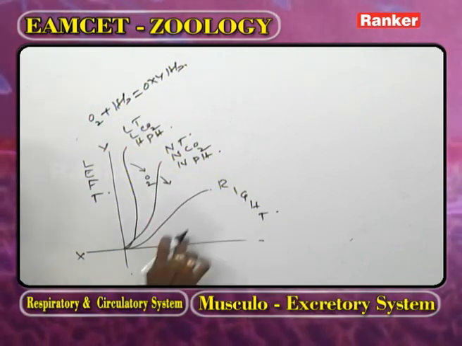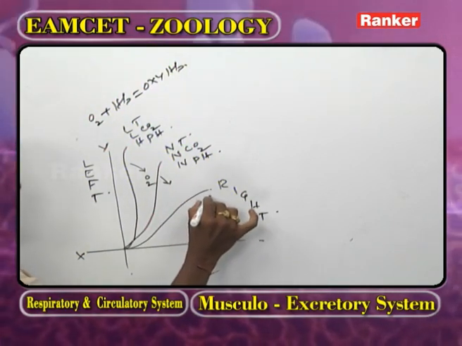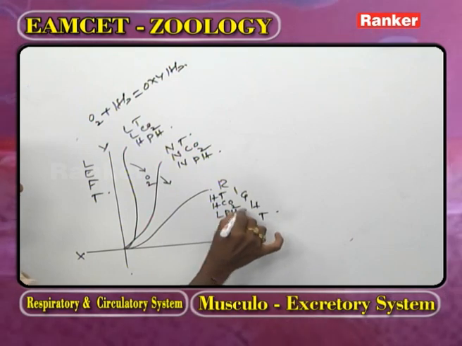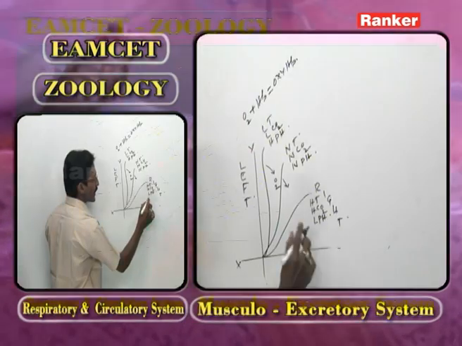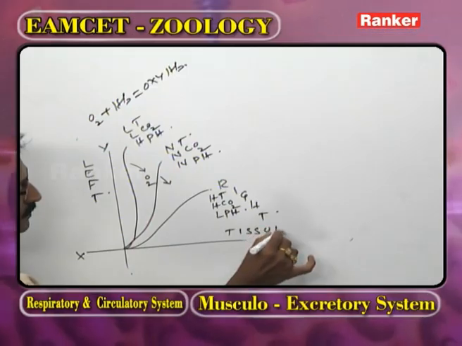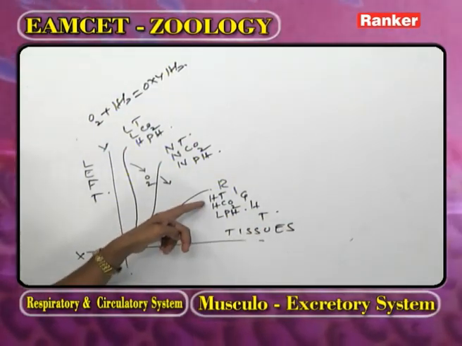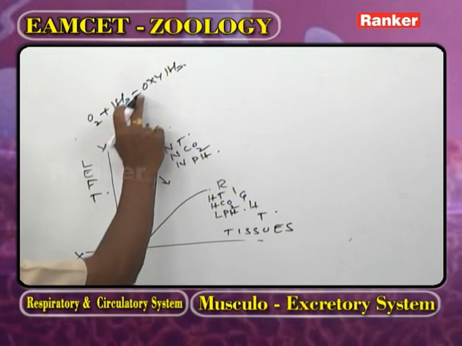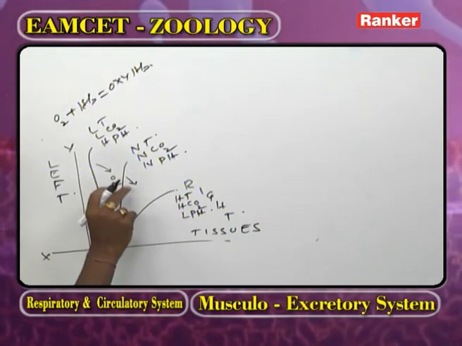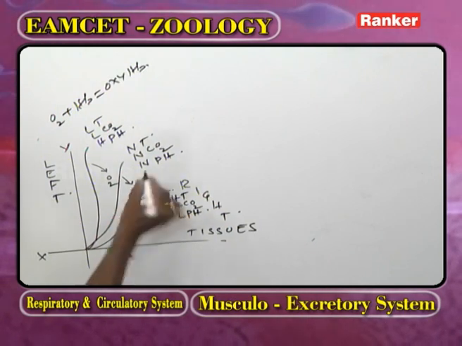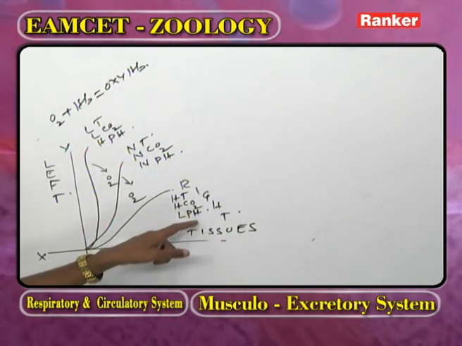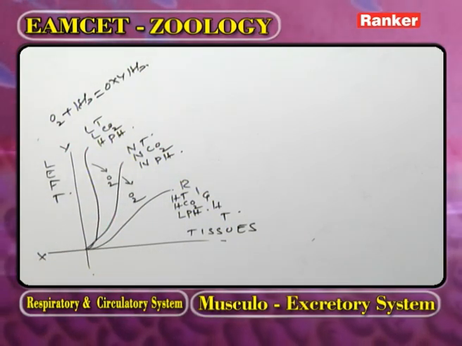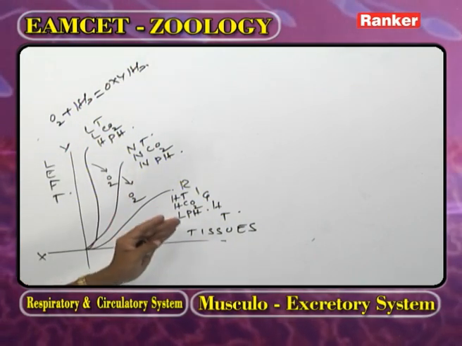Now again the curve shifts towards the right side. What are the conditions here? That is high temperature, high carbon dioxide and low pH. So where is low pH present? In the tissues. So in the tissues, temperature is more, carbon dioxide is more, pH is less. So from the oxyhemoglobin, what is releasing more and more? That is oxygen. So at low pH, from the oxyhemoglobin, what is dissociated? Oxygen. So the curve shifts from left to right.